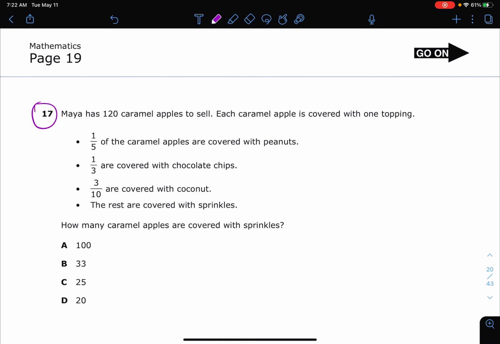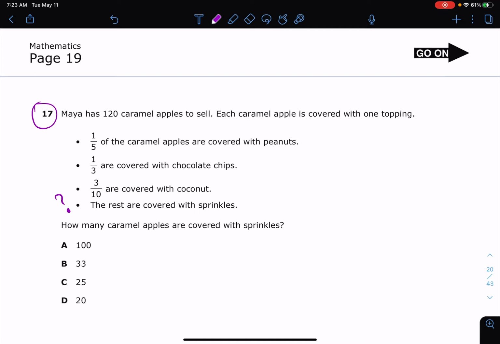Number 17. Maya has 120 caramel apples to sell. Maya tiene 120 manzanas para vender. Each caramel is covered with 1 topping. How many caramel apples are covered in sprinkles? So we do not know the sprinkle. No sabemos cuánto tiene el de sprinkles.